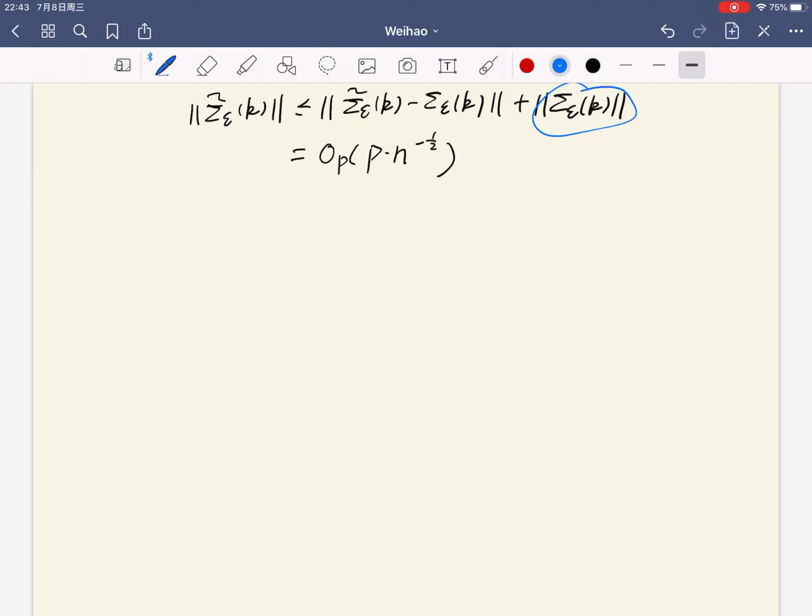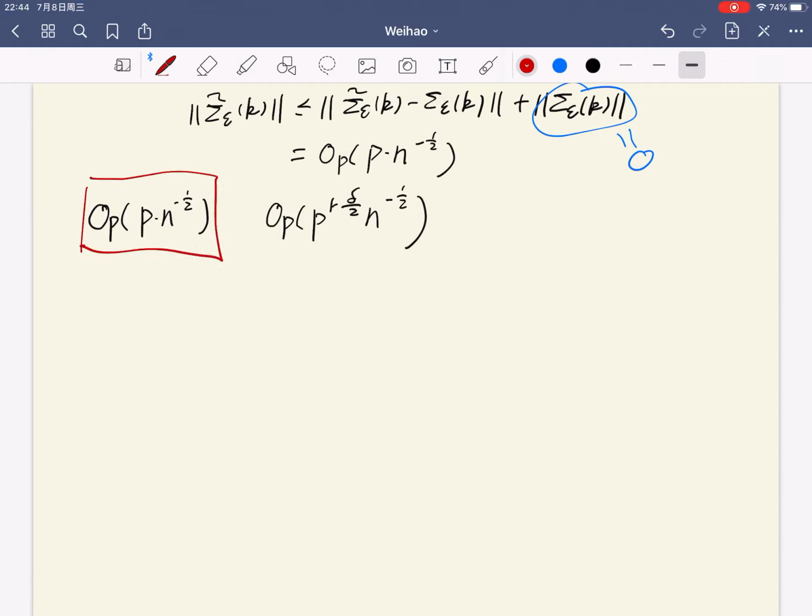Here, this term is equal to 0 because for white noise, there is no correlation between each other. Because the rate p over square root n is larger than the rate, so this term is dominant term.